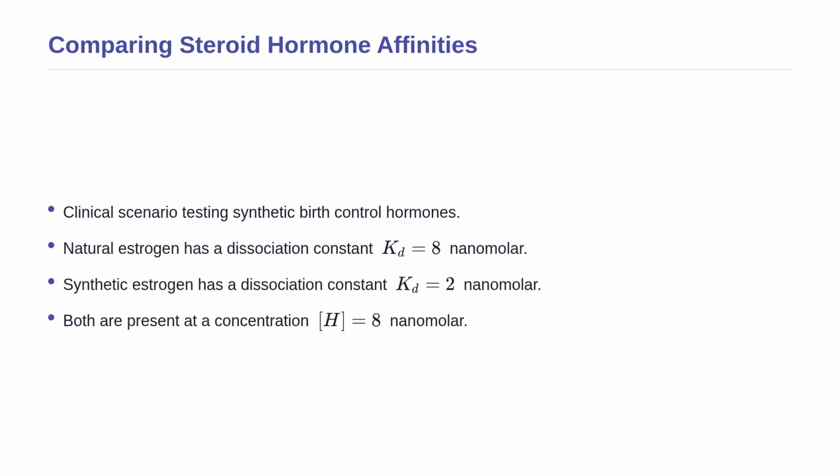This mathematical relationship perfectly mirrors biological reality, which brings us to a clinical application, comparing steroid hormone affinities. Imagine a pharmaceutical company testing a new synthetic estrogen for birth control. The natural estrogen in the body has a dissociation constant of 8 nanomolar, while the new synthetic estrogen has a much lower dissociation constant of 2 nanomolar. If a patient has a circulating hormone concentration of 8 nanomolar for both substances, we need to calculate and compare their receptor occupancies to see which provides a stronger biological signal at the exact same dosage.